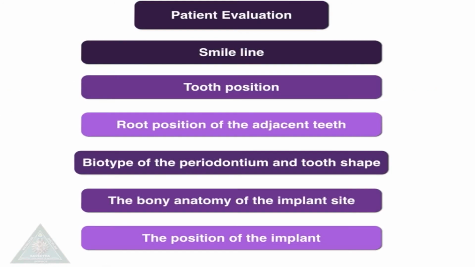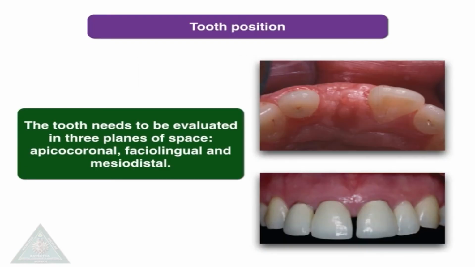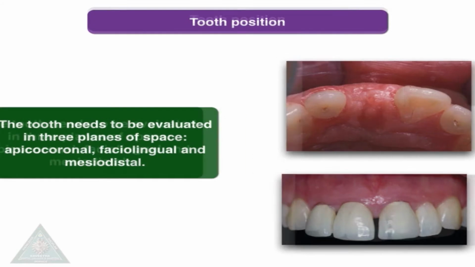As we mentioned before, the patient evaluation depends upon the smile line. As we know, smile line is divided into high, medium, and low. Tooth needs to be evaluated in 3 planes of space: apicocoronal, facial-lingual, and mesiodistal. The existing tooth position will significantly influence the presenting gingival architecture. A tooth position more lingually would benefit from the presence of an increased amount of the facial bone.